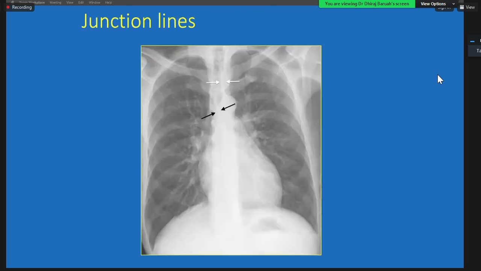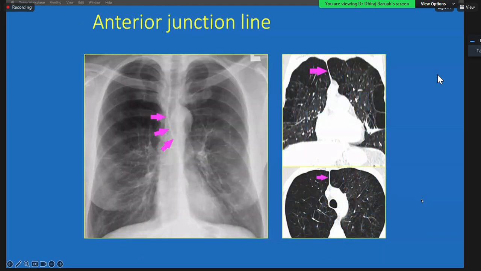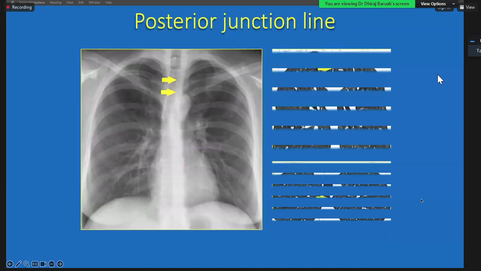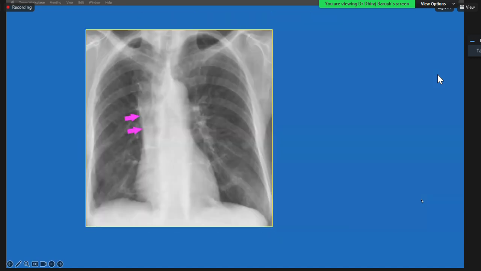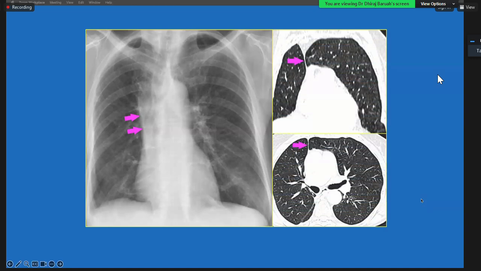So here the anterior junction line, the black ones, and the posterior junction line, the white ones. The posterior junction line is usually vertical and goes higher, above the clavicle, and the anterior junction line is usually oblique and lower compared to the posterior junction line. This is the anterior junction line where the lung interface comes. You may not see it all the time. And this is the posterior junction line where the lung interface comes. So this is a patient post upper lobectomy where the anterior junction line is displaced, where the hyperinflated left lung herniates retrosternally and comes in contact with the right middle and lower lobes, giving you that line.